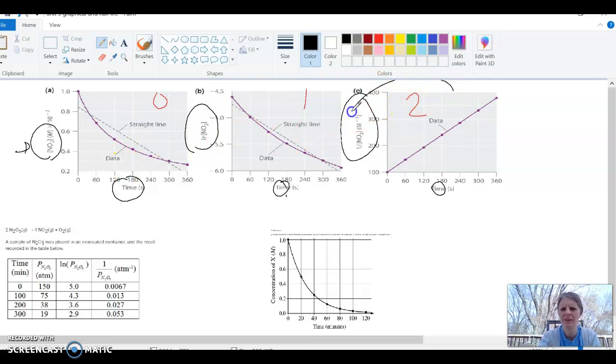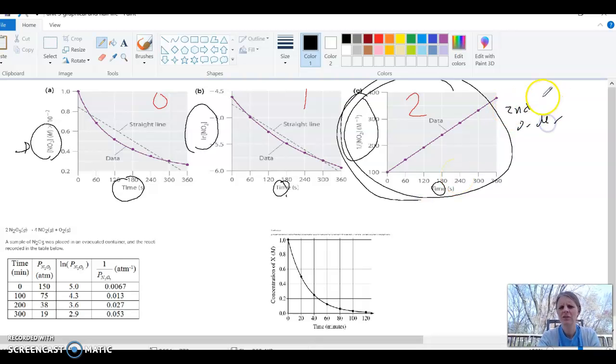So in this example, I find the thing that has a straight line. One, two, I would have to say this graph has the straightest line. It's the most linear, thus this would be a second order reaction. And if they asked you, looking at the graphs, what is the order of the reaction? You can just say, it's a second order reaction because it has the most linear graph. Boom. Done.